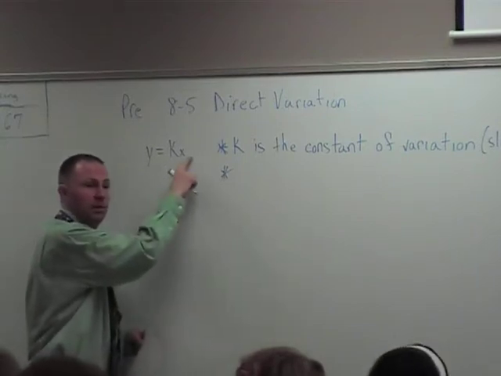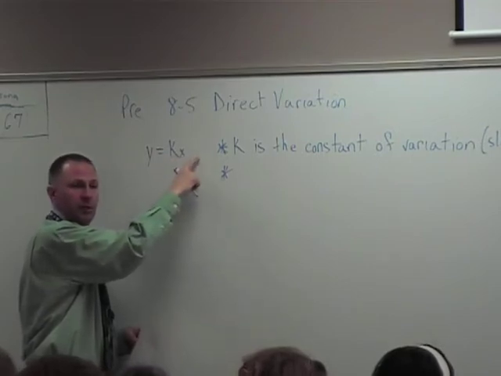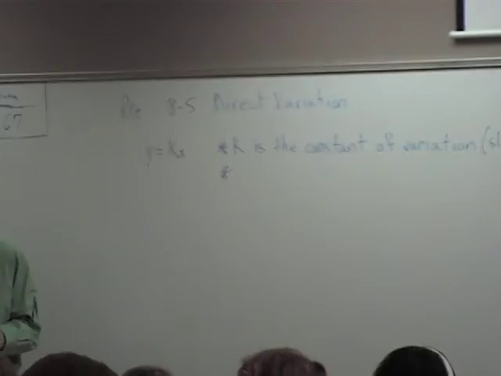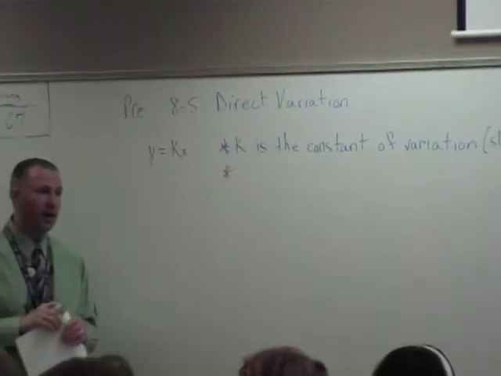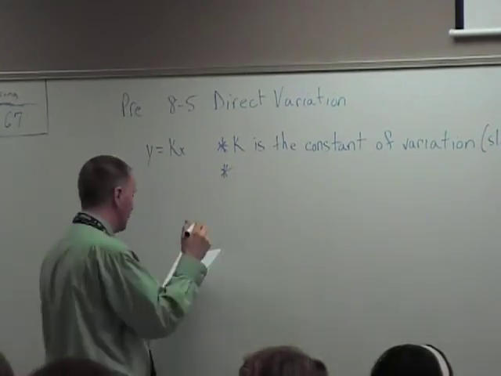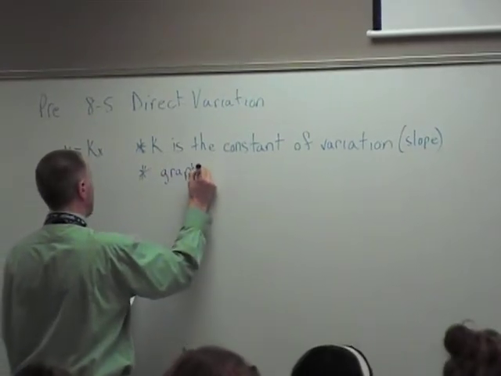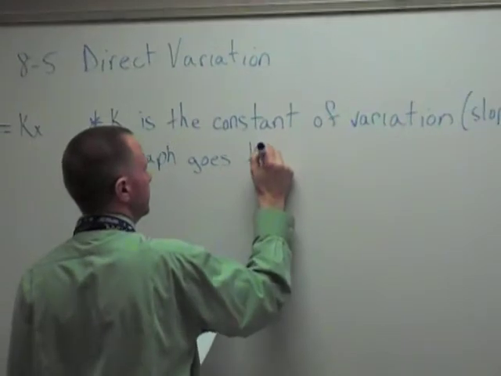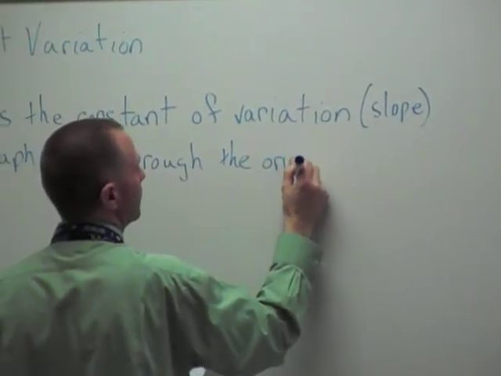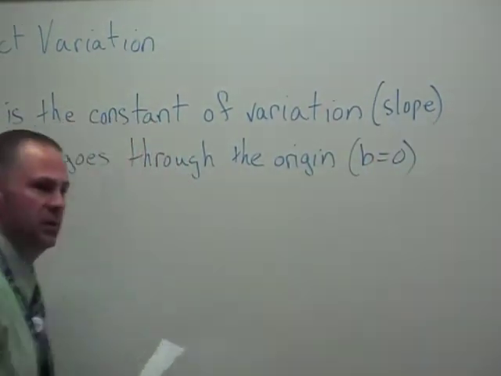Notice there's no plus b here. Y equals mx plus b. What would b be? 0. Okay, so it's always 0 with direct variation. So it's always going to go through the y-axis at 0. That's what's special about this. All right, so now we have what I just said. The graph goes through the origin. What you just told me, b is 0.